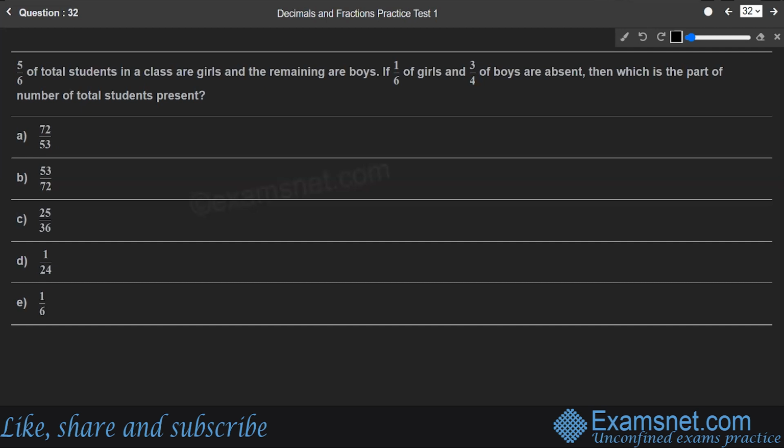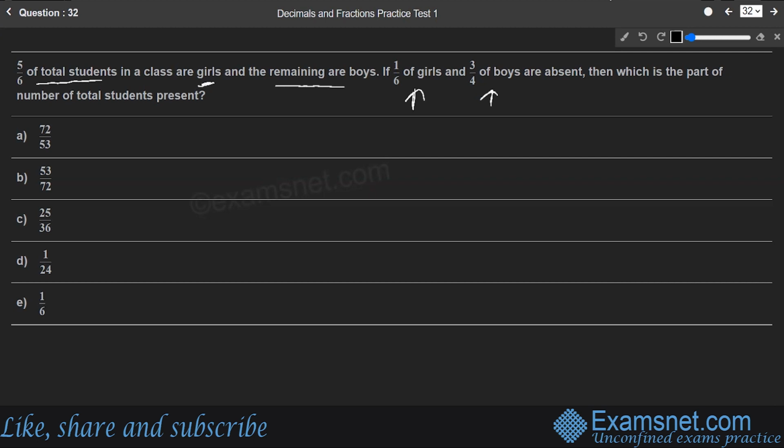Now the question says 5 by 6 of total students in a class are girls and the remaining are the boys. If 1 by 6 of girls and 3 by 4 of the boys are absent, then which part of the total number of students is present? Okay, so clearly we can go one by one and then decide the different parts. This is the strategy, to go one by one as stated in the question.